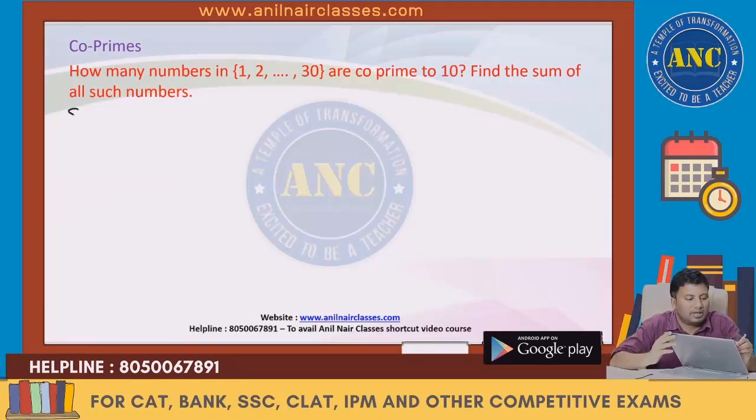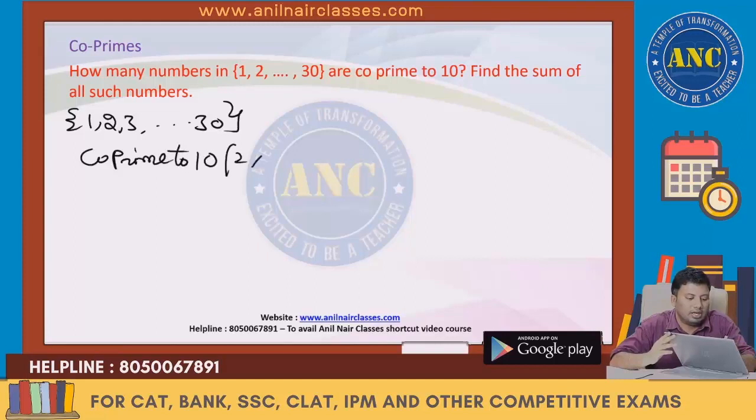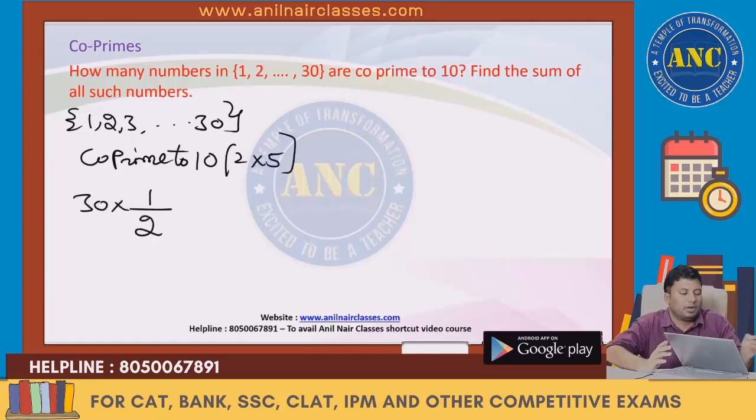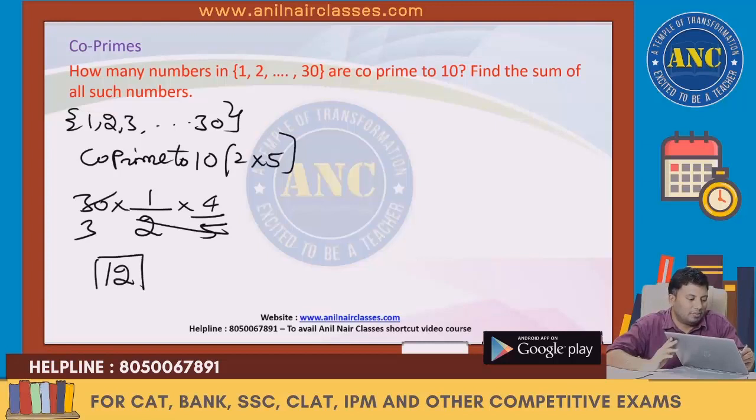How many numbers in the set 1, 2, 3 till 30 are co-prime to 10? 10 is 2 into 5. So out of 30, one half is divisible by 2, so we take 1 minus 1 by 2. One fifth is divisible by 5, so 1 minus 1 by 5. That totals 12 numbers we got.